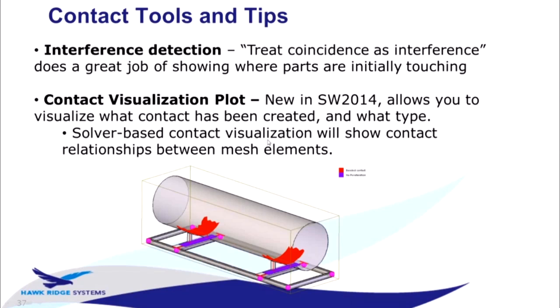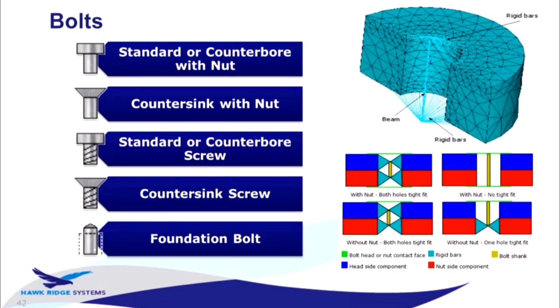So contact is a big part of that environment. The other big part is connectors. And connectors are really virtual analysis constructs that tie objects together. And so we've got options for bolts and pins and springs and rigid connectors between two nodes and links and things like that. But one of the most common, the one we're talking about, is a bolted connection.